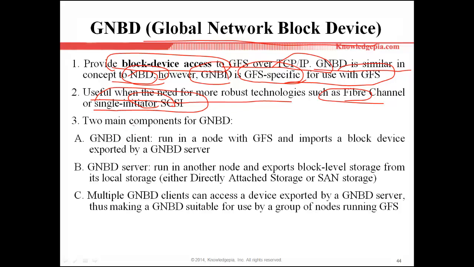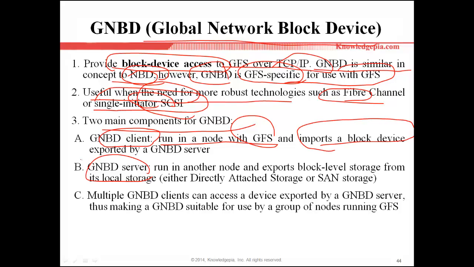And in chapter 4, I will explain iSCSI. And GNBD has two main components, the GNBD client and the GNBD server. The GNBD client runs in a node with GFS and imports the block device exported by the GNBD server. So the GNBD server will export this kind of block device to the GNBD client.